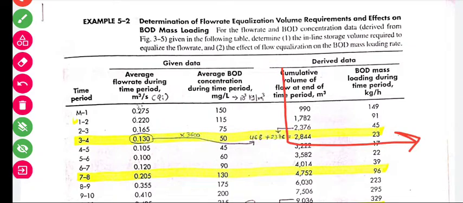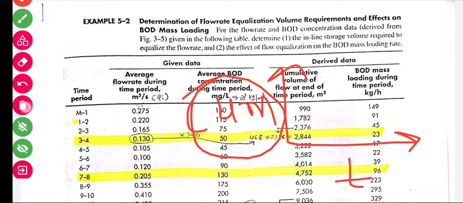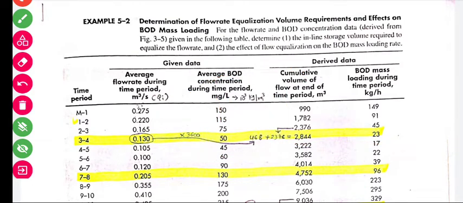graph. Which graph? Cumulative volume versus time. So cumulative volume you have to find out first. So how are you going to find out cumulative volume? This is given data. These three are given in the question. So what is this? This is your incoming flow, QI. It is in meter cube per second.